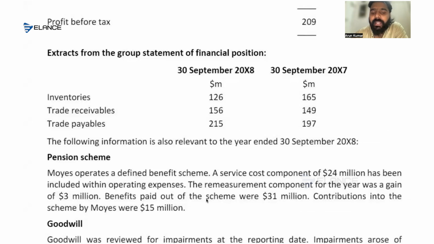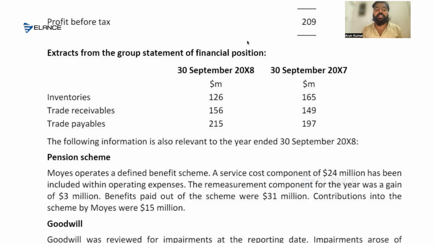Now, the benefits paid out of the scheme is 31 million. Any adjustments for benefits paid? No, because benefits paid will decrease your asset and liability by the same amount, right? Benefits paid will decrease your pension asset and liability by the same amount. So no adjustments for benefits paid.